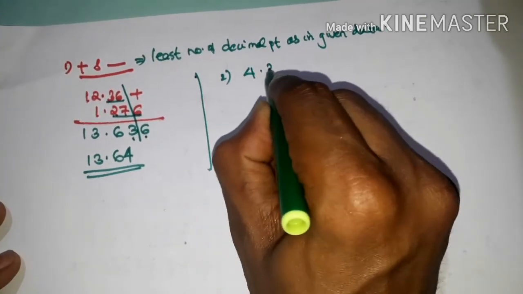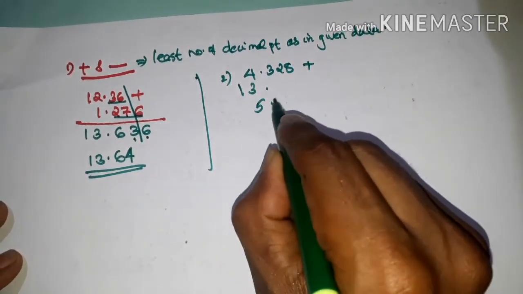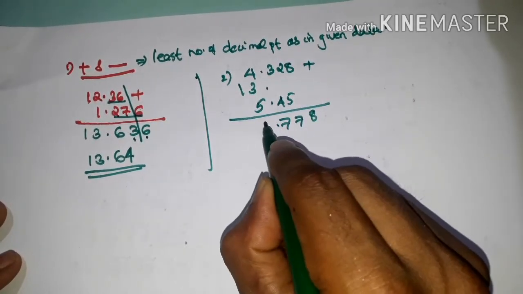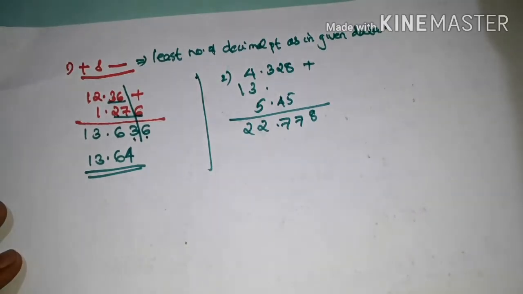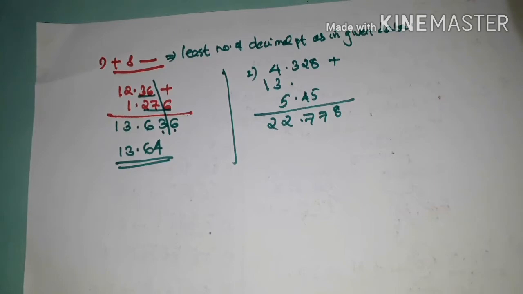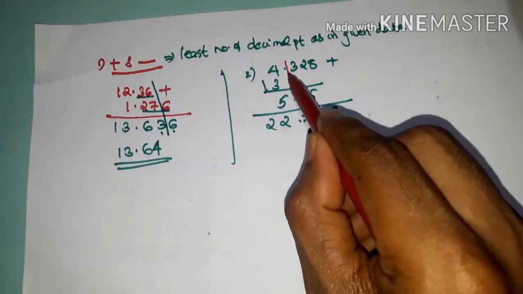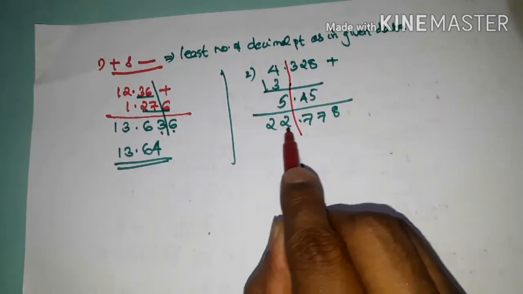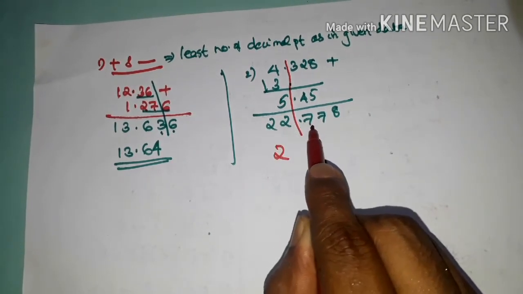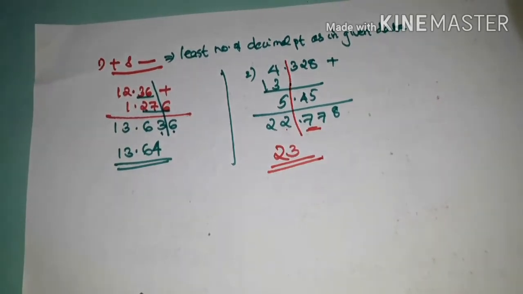Another example, 4.328 plus 13 plus 5.45. Just add this. Answer is 22.778. So look, which one has the least number of decimal places? That is 13, which does not contain any decimal point. Draw a line like this. Answer is 22 or 23. Look at the next digit, that is 7, above 5. Therefore 2 is increased to 3. Answer is 23.